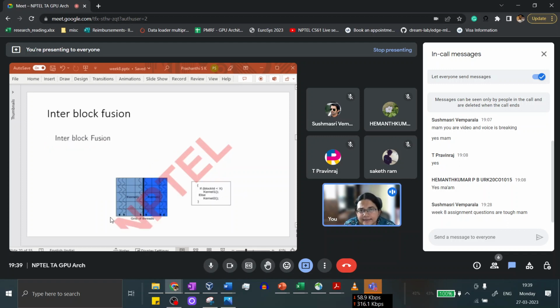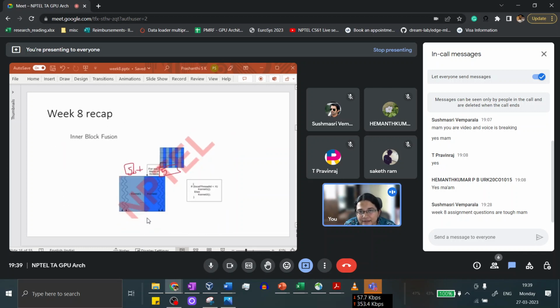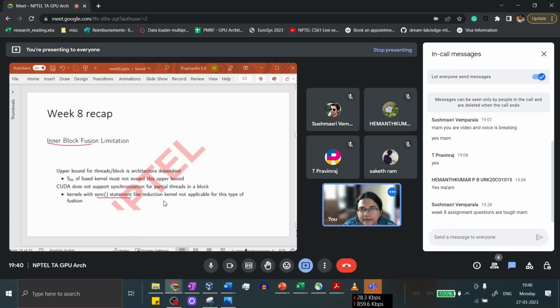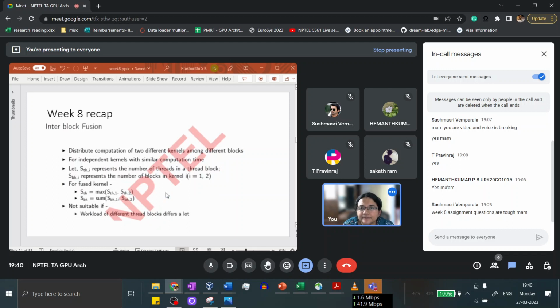So next there is inter-block fusion. Notice that this blue thing might look very similar at first glance, right? But here what are we talking about? We're talking about threads in the same block. That's why it's inner block fusion. Here we are talking about a grid where these are in two different blocks, and we are doing this now. Kernel 1 is being done by some threads in a particular block, and kernel 2 is being handled by threads in a different block, right? This is inter-block fusion. So here the idea is to distribute computation of two kernels among different blocks.